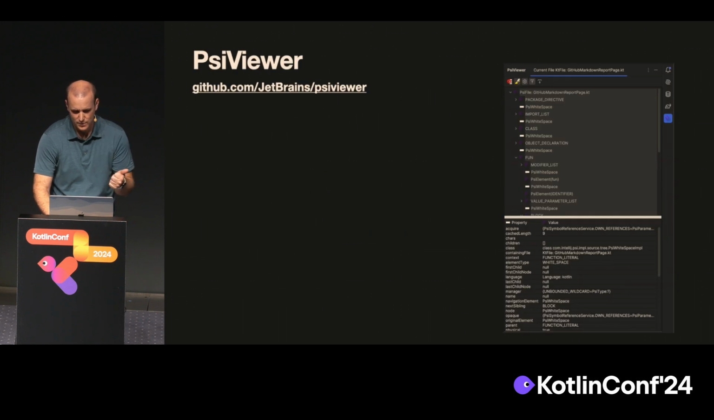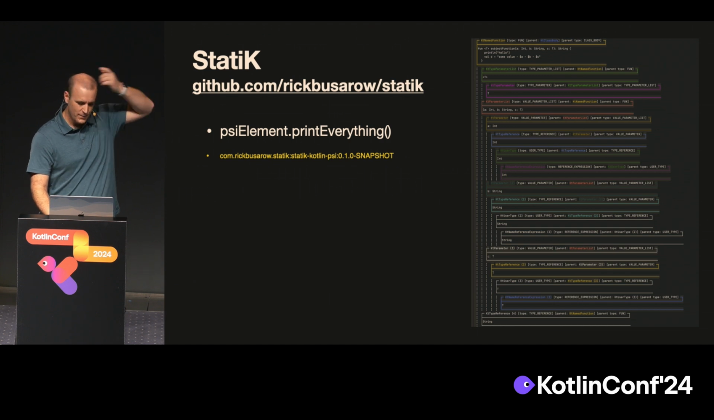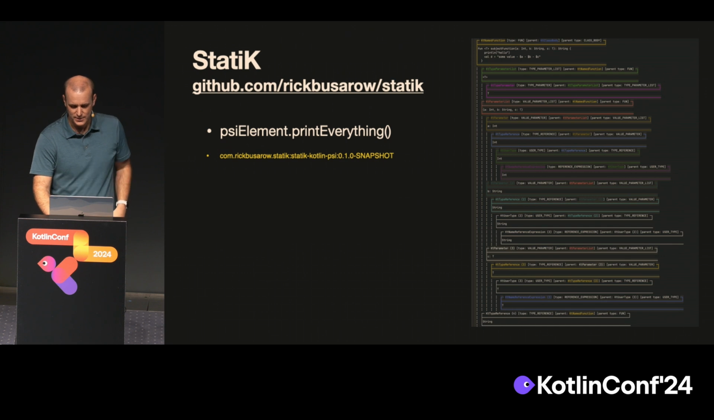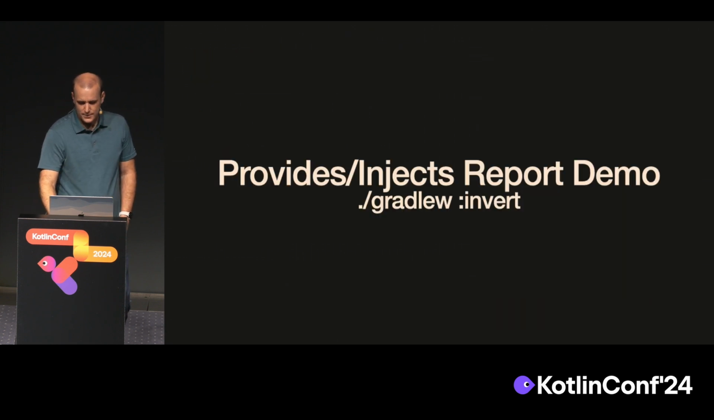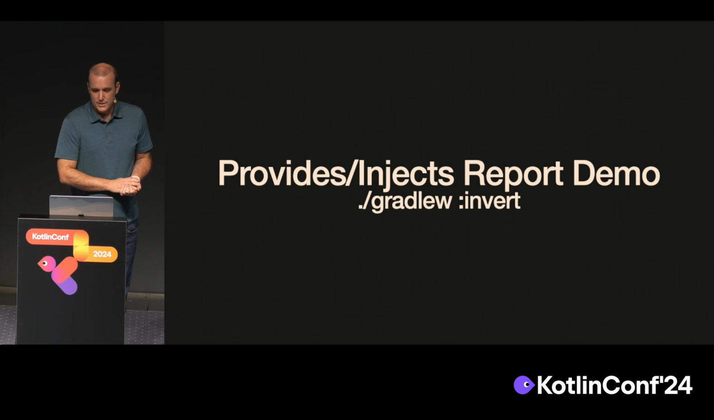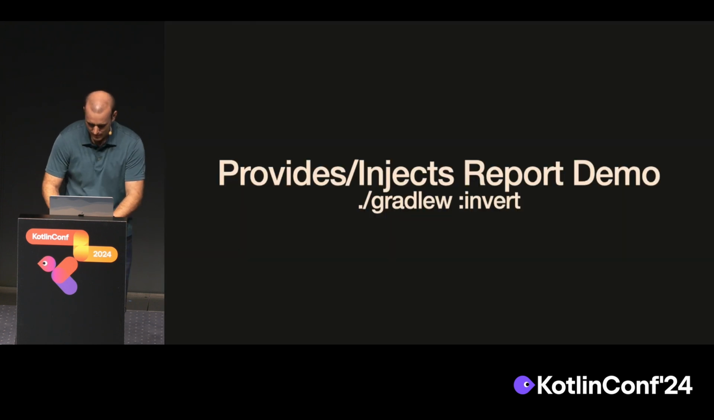So we saw PSI Viewer. If you just want to spell it out, it's called Static, S-T-A-T-I-K, because it's a Kotlin library. There's a snapshot, but just check out Static. And then there's the FIR tree plugin itself. So let's go ahead and see what this looks like, right? We wrote the PSI code. I know I didn't go super deep, but nobody wants to be that bored. It works. So yeah, let's go ahead and see the demo.